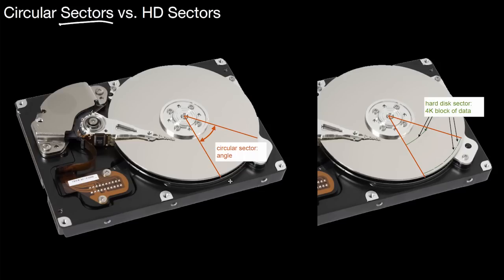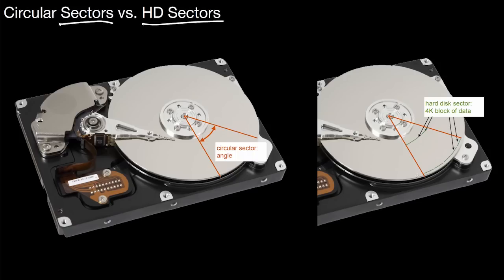For me, a hard disk sector is usually 4K, 4 kilobytes of data, and that's not the same thing as a circular sector, obviously. Here the sector is one chunk of data. One of these green things here is a block, 4 kilobytes of data. However, the circular sector is this angle defined on the left here. So that's a different thing. If I say sector, I mean the HD sector in the following.